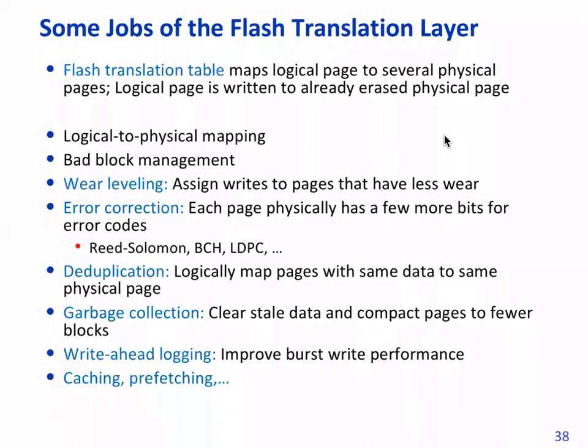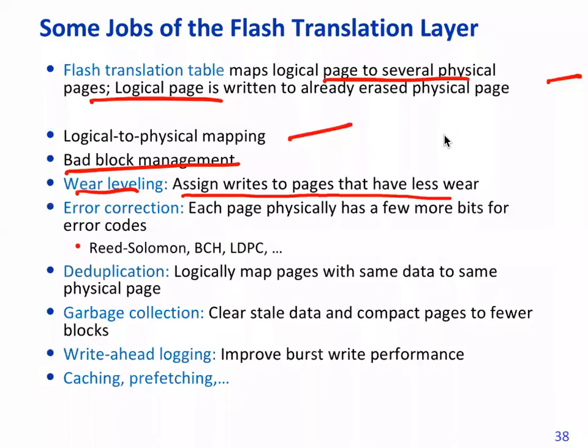Okay, this is the same thing depicted here. So the job of the translation layer is to map logical pages to physical pages, the first thing that we have already discussed. This is the same thing, logical to physical mapping. Bad block management: if some block becomes faulty, then it has to be managed. Wear leveling: assign writes to pages that have less wear, which have not been used. Error correction: we have seen each page physically has a few bits for error correcting codes.